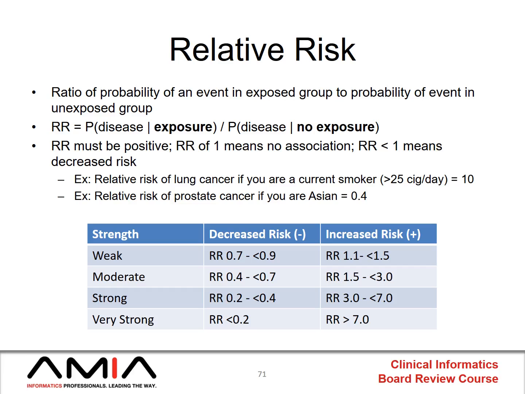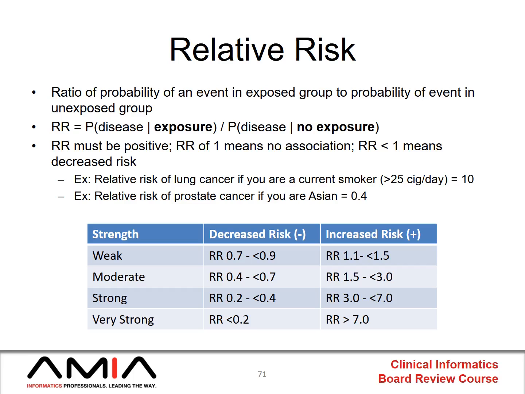And you can see that there are these sort of defined zones to define the strength as either weak, moderate, strong, or very strong. So on the decreased risk side, if the relative risk is between 0.7 and 0.9, that means that there's a very weak relationship, but slightly decreased risk. Moderate is 0.4 to 0.7. Strong is 0.2 to 0.4. And very strong is less than 0.2. So in other words, if your relative risk is less than 0.2, that means that there's a very strong decrease in risk in patients with the exposure.